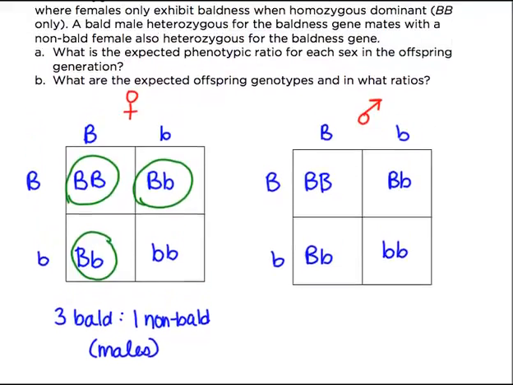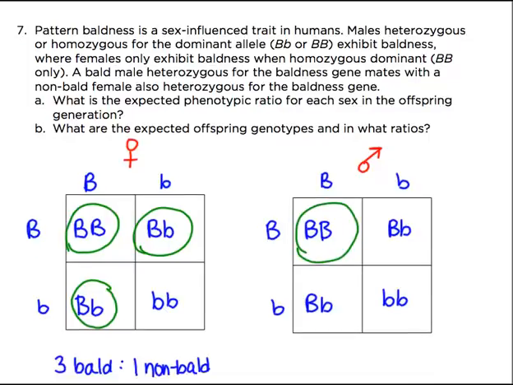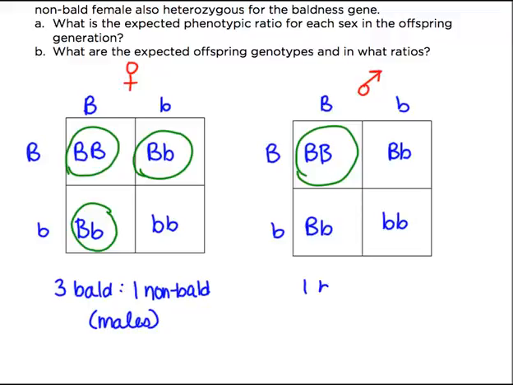Now for the females, females only exhibit pattern baldness if they're homozygous dominant for this condition. So that means that only this female here is going to exhibit pattern baldness. So for the females, you have 1 bald to 3 non-bald. And these are for females.